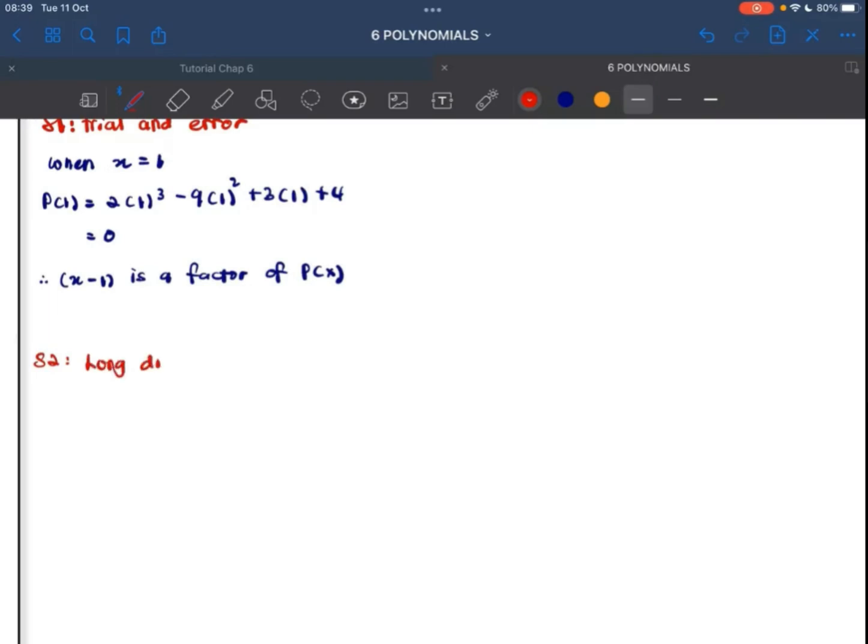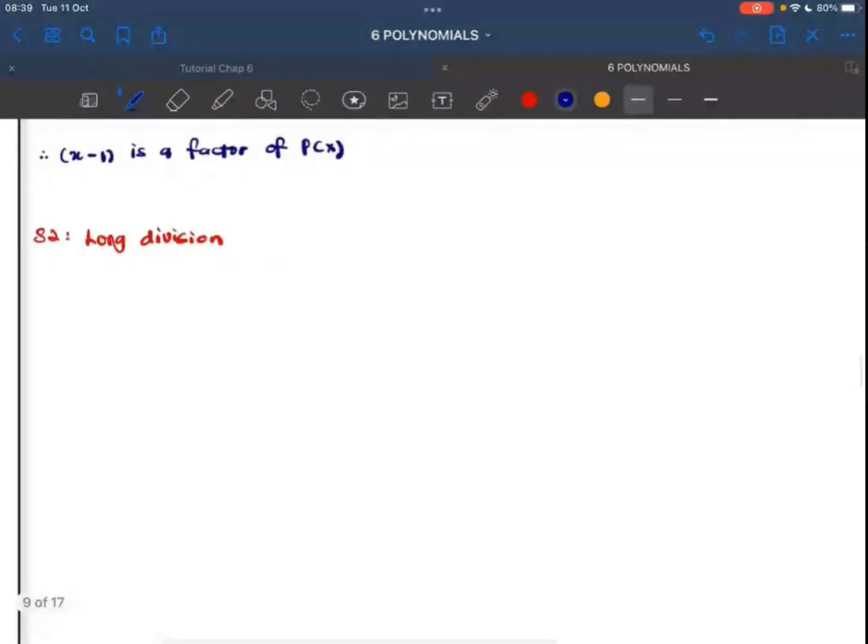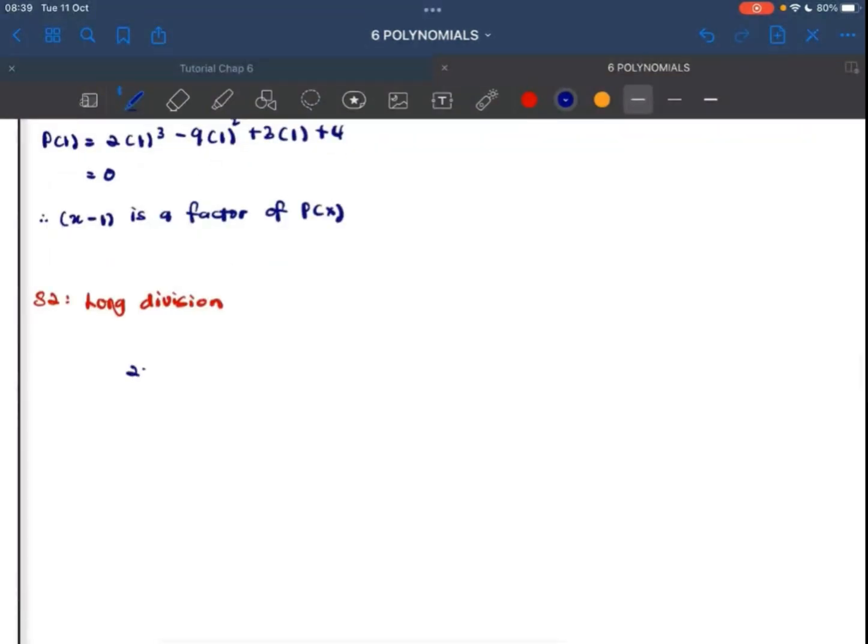Exactly the same thing as what we did in the previous question. We take our P(x), 2x cube minus 9x square plus 3x plus 4, divided by the factor we just found, which we proved is a factor by looking at P(1) equals 0. So x minus 1. Now we just factorize. We do long division.